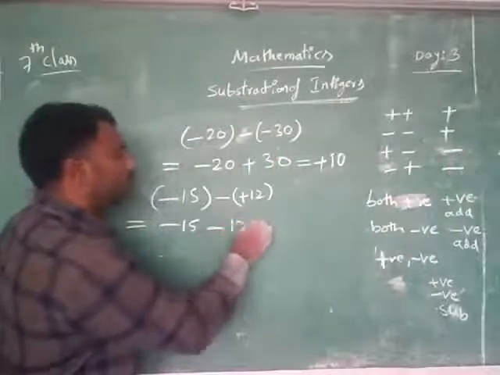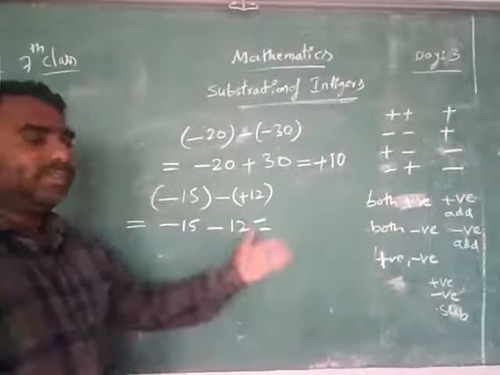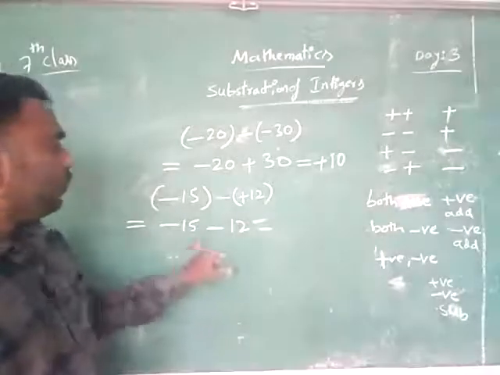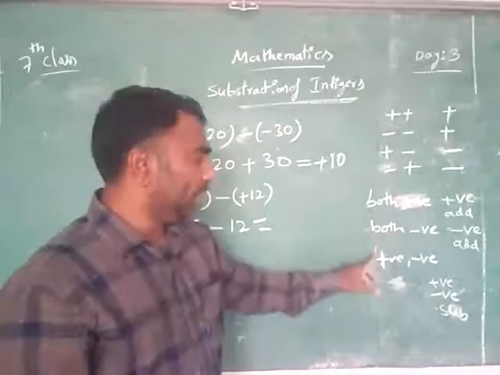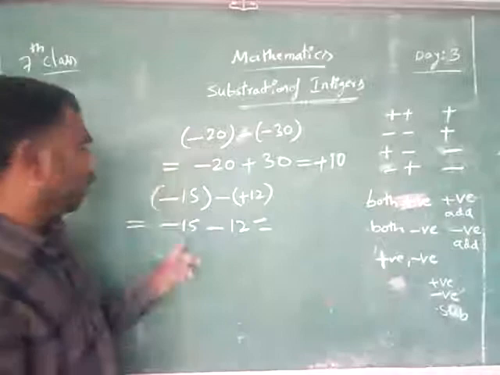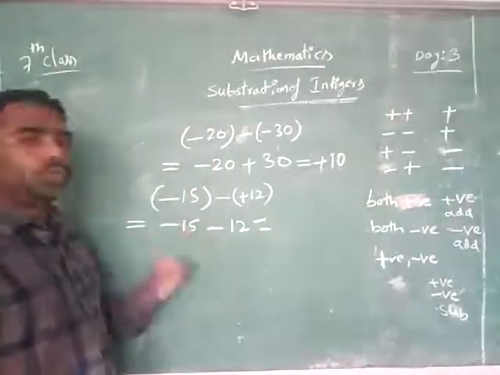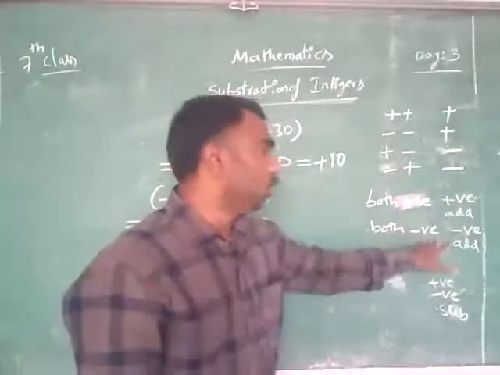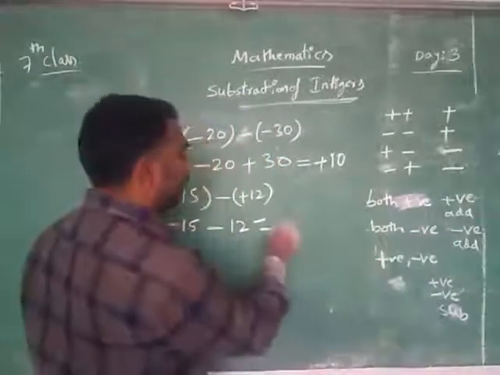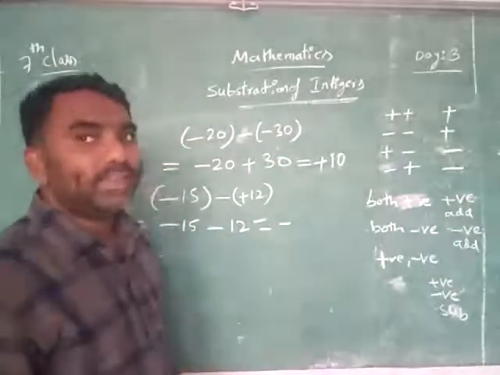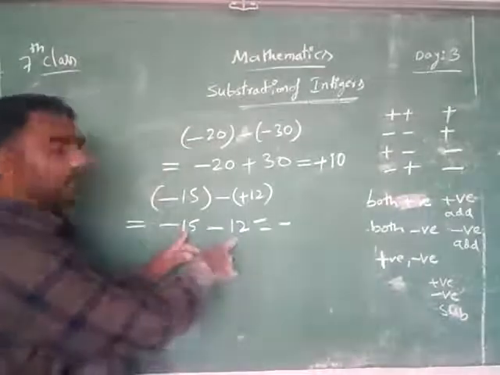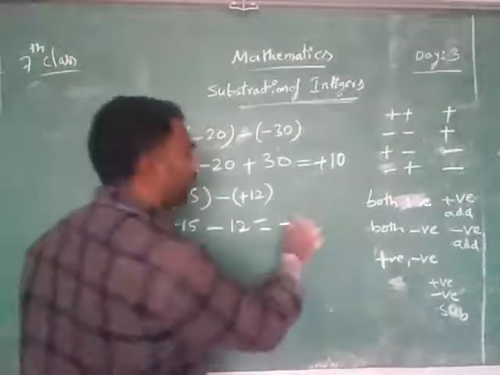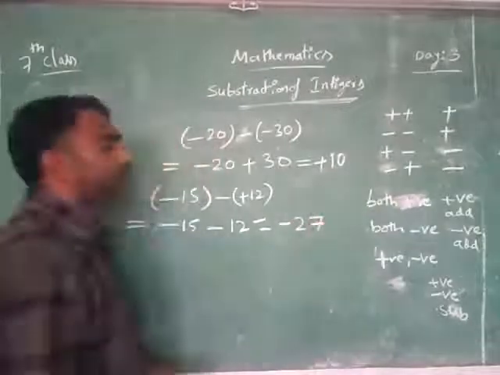And number is 12. Now the answer, yesterday method. Which situation it is? Both positive, both negative, one positive, one negative. Yes, both negative. First one also negative, second one also negative. When both negative, answer will be negative. How do you get the number? By adding the numbers 15 and 12 together, 27.